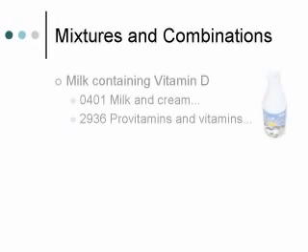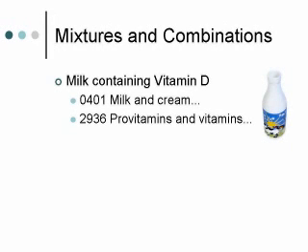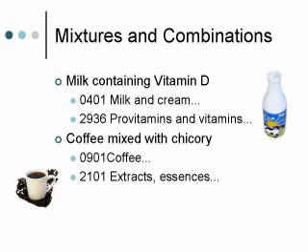This brings us to different mixtures and combinations. What happens if I have milk containing vitamin D? The milk is classified in 0401 under milk and creams, and the vitamin D would be found in 2936, provitamins and vitamins. Where would we classify the milk? How about coffee that is mixed with chicory? Very popular in the Gulf Coast states, especially southern Louisiana. The coffee is found under 0901, and chicory would be found under 2101, extracts and essences. Once again, we find a product that contains two items from two different headings.